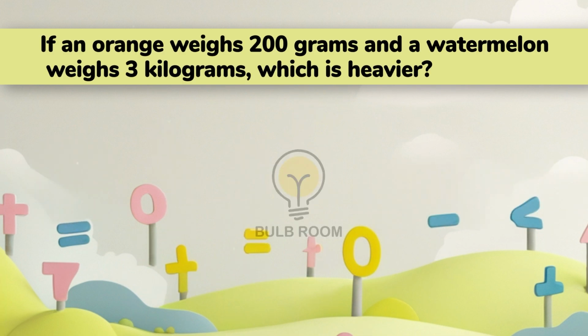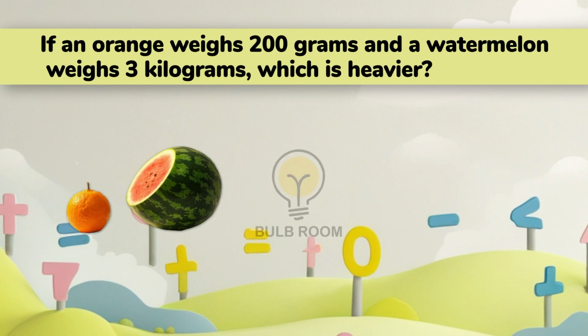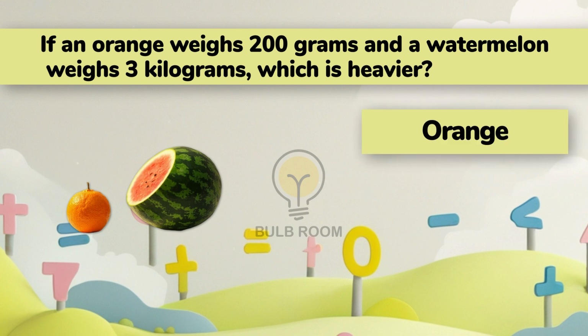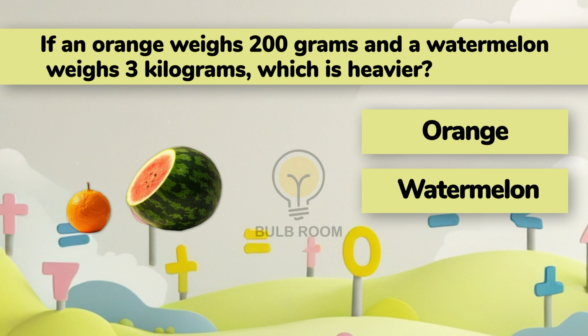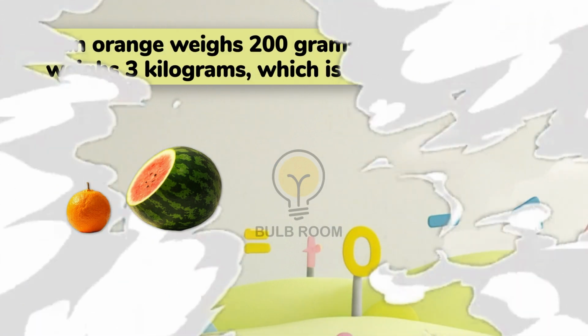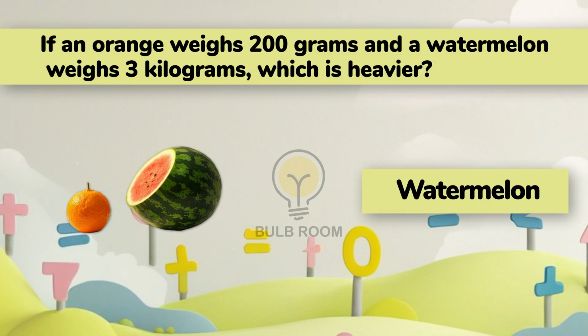If an orange weighs 200 grams and a watermelon weighs 3 kilograms, which is heavier? Orange. Watermelon. The right answer is Watermelon.